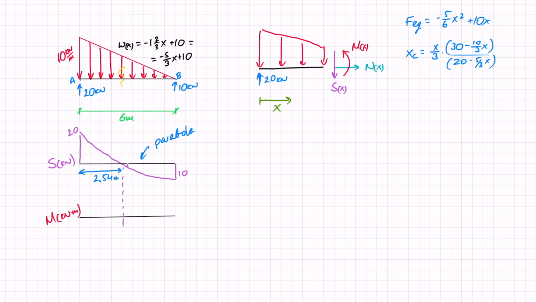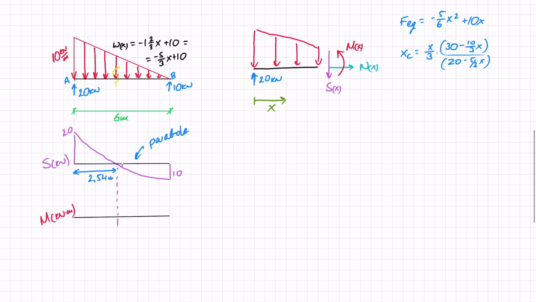Okay, let's move on to finding the moment. To do that, we want to sum the moments around the cut, with this being my positive direction, counterclockwise, and I'm going to start off with the 20. So I've got minus 20 times x.